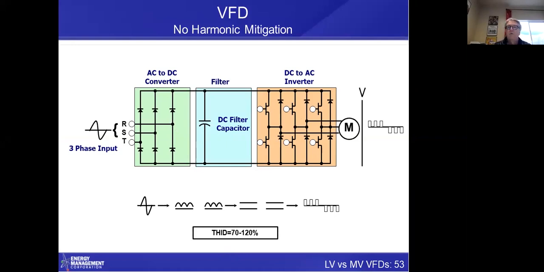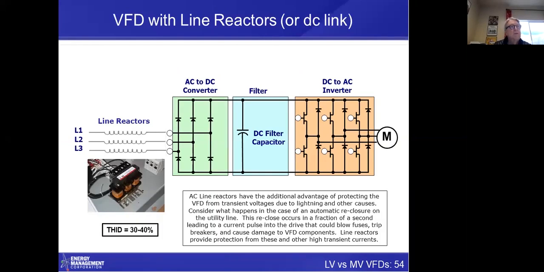I'm going to go through various ways in which we compensate for that with low voltage drives, but I'll do that pretty quickly. The first is line reactors. Love line reactors, and they will actually limit your current distortion down to 30 to 40%. That means you eliminate two-thirds of the distortion.